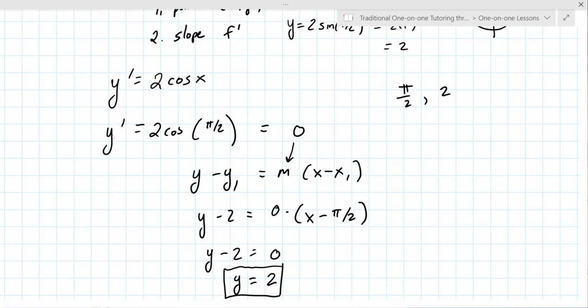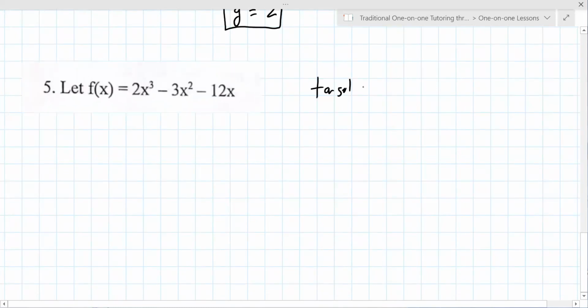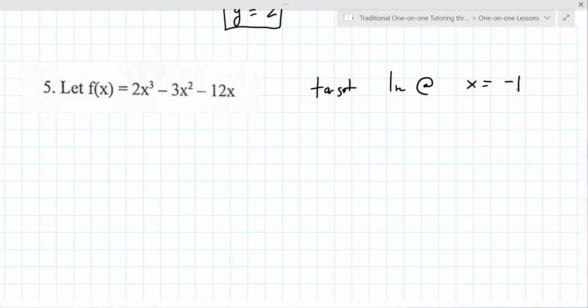Let's do another one of these that works out better, I guess. So we'll do this one right here. And we want to get the tangent line at x equals... just look at the numbers here. We'll do -1. Okay, so I'll let you start this at least, and I'll check back with you in about a minute. See how you're doing.